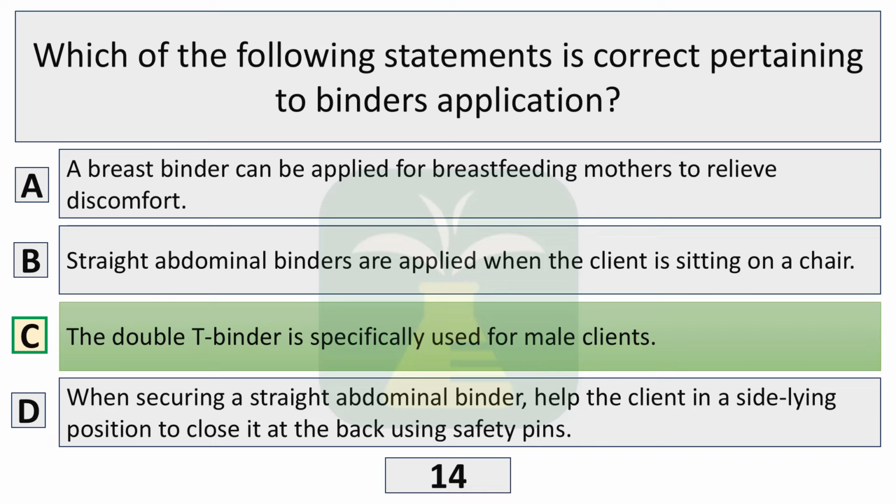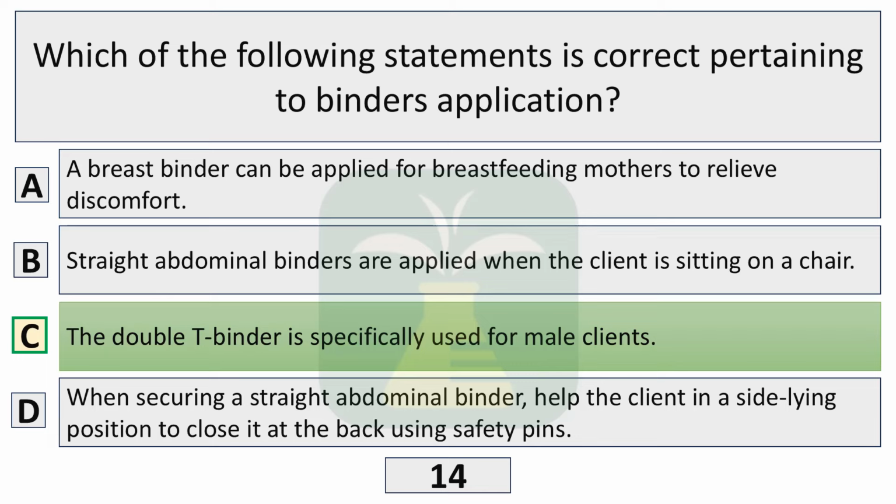Correct answer, C. The double T binder is specifically used for male clients. T binders secure dressings in place after rectal and perianal surgeries. The double T binder is for men, while the single T binder is for women. A breast binder is specifically used to support the breasts after breast surgery, not by breastfeeding mothers.